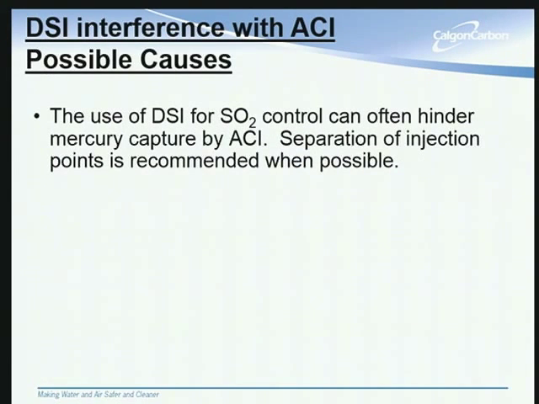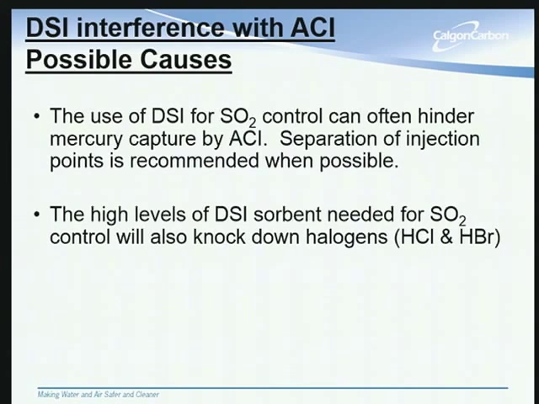Okay. And finally, on the final topic, DSI interference with ACI. Again, what are some of the possible causes here? It's known that the use of DSI, specifically for SO2 control, where very high flow rates are required, can really have a deleterious impact on mercury capture with ACI. In those cases, it's always recommended to separate the injection points of the two products as much as possible. Sadly, that's not always possible. Okay. That high level of absorbent that's needed for SO2 control has the unwanted effect sometimes of also knocking down the halogens in the flue gas, and of course those halogens are important for the oxidation of mercury.